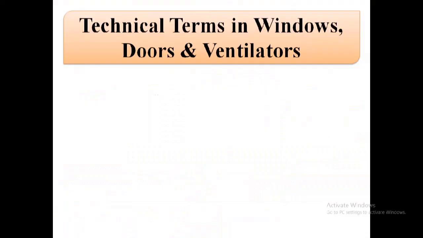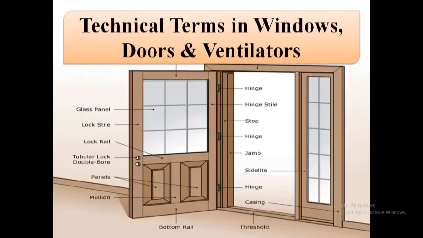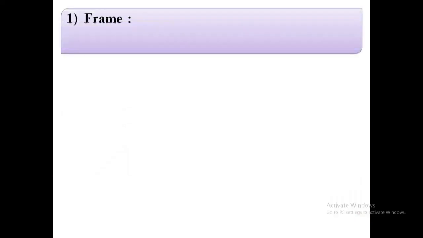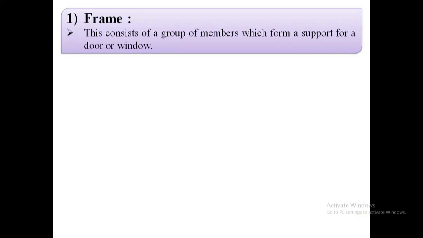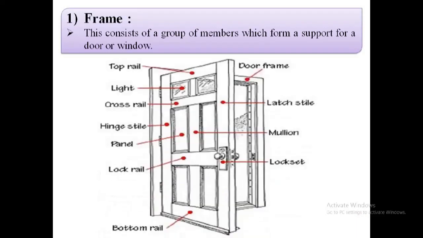In this video, we will discuss technical terms in windows, doors and ventilators. So let's start. The first technical term is frame. A frame consists of a group of members which form a support for a door or window. In this image we can see the door frame, which consists of a group of members that form a support for a door.